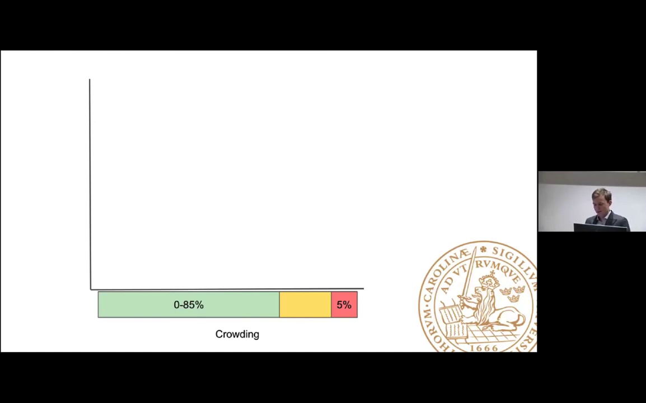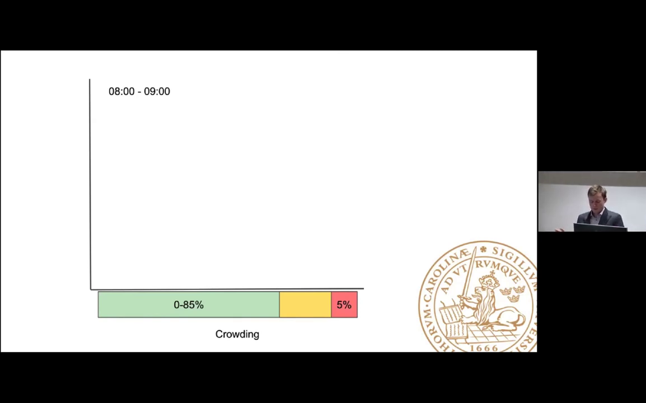So waiting times may increase in this part, but that's not really what we're interested in. And then we defined the top 5% of crowding levels to be the exposure of interest. That's where we think mortality increases. So for this last study, we had 6 months of data from 6 EDs.